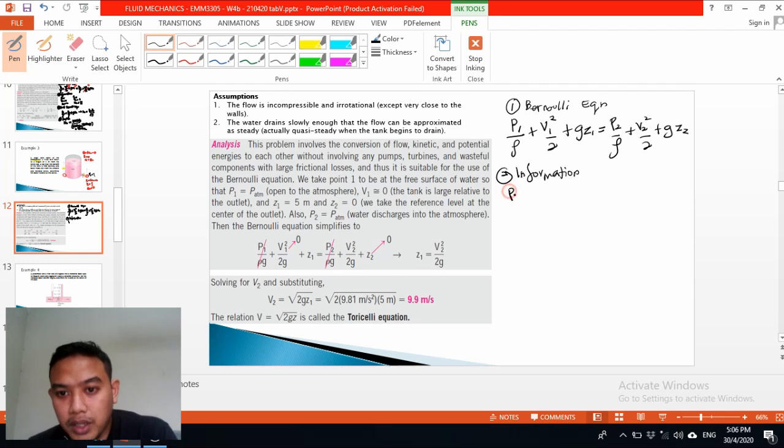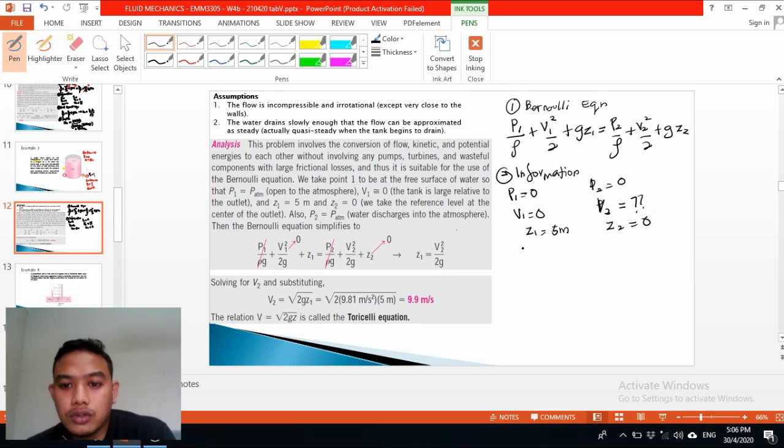So come back to step number 2. We know that P1 is equal to 0, V1 is equal to 0, and Z1 is 5 meter. And P2 is equal to 0, V2 is what we want to find, and Z2 is equal to 0. So step number 3, we need to finalize the equation. Back to the Bernoulli equation, P1 is 0, so we cancel P1, and P2 is 0, and Z2 is 0.